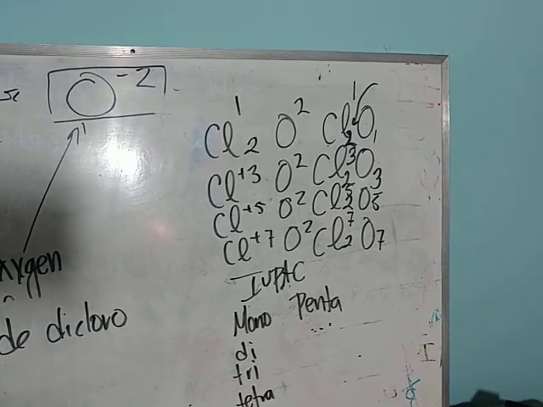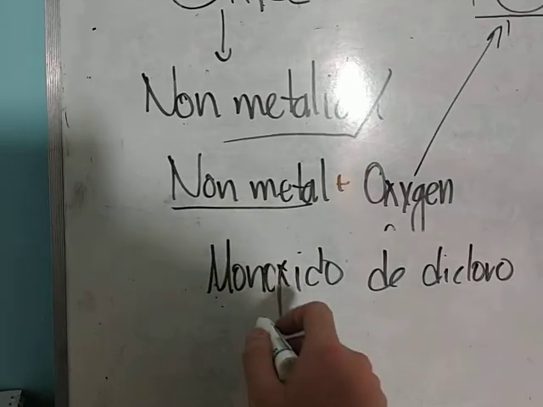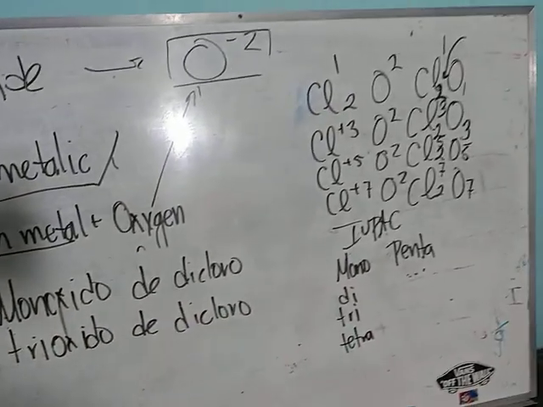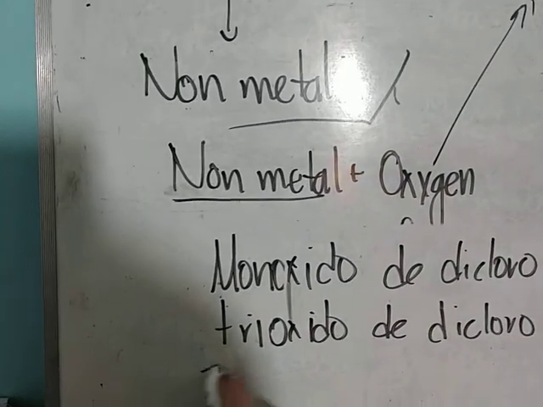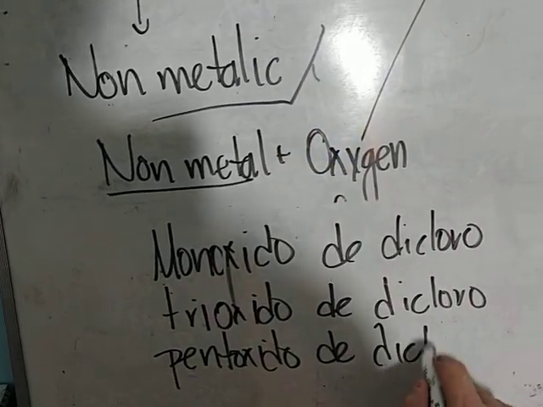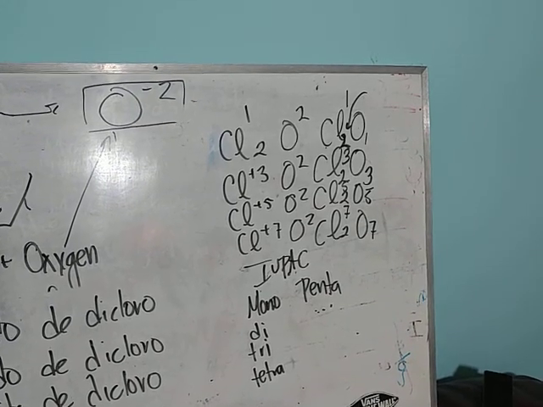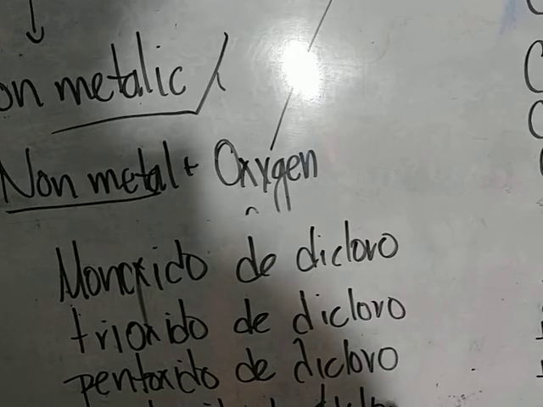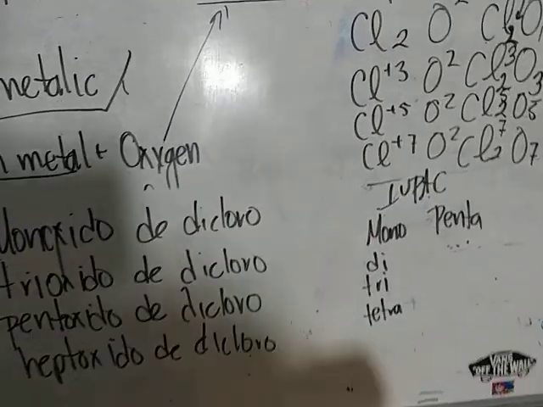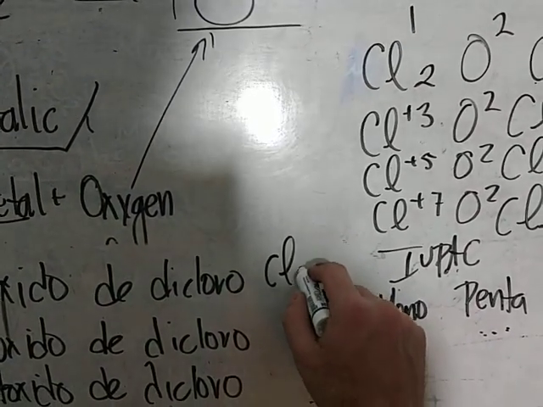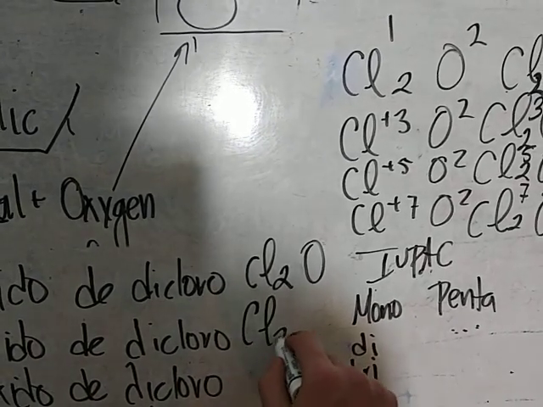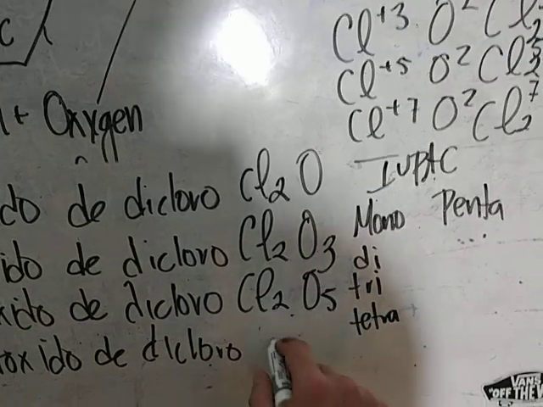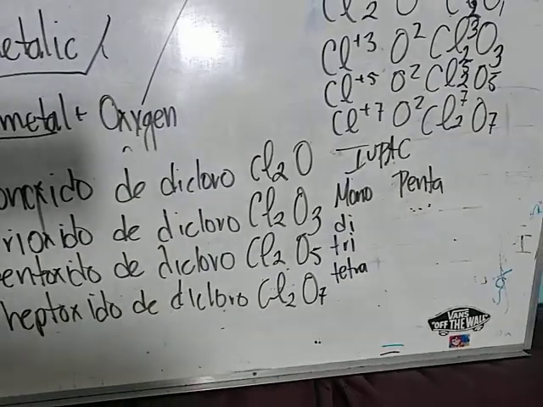Now, if I go with the next one, I have 3 molecules of oxygen, 2 molecules of chlorine. 3 molecules, trióxido de dicloro. I have 5 molecules of oxygen. Pentóxido de dicloro. And the last part, they have 7. So, heptóxido de dicloro. In this case, they refer to each component: 2 molecules of chlorine, 1 molecule of oxygen; 2 molecules of chlorine, 3 molecules of oxygen; 2 molecules of chlorine, 5 molecules of oxygen; 2 molecules of chlorine, 7 molecules of oxygen.